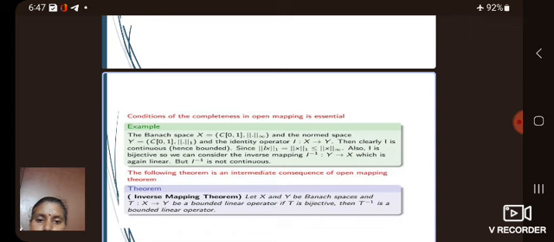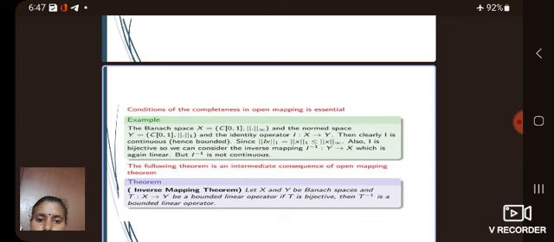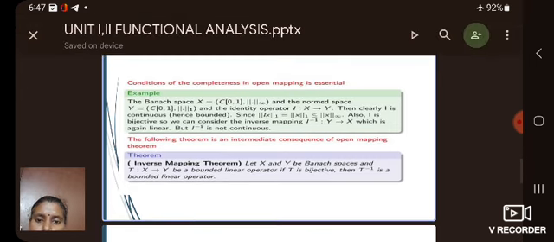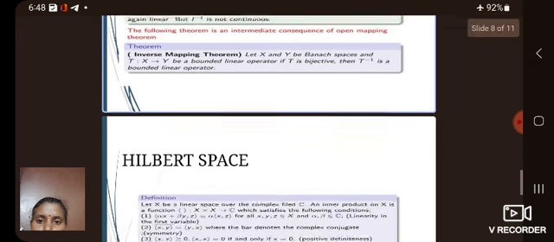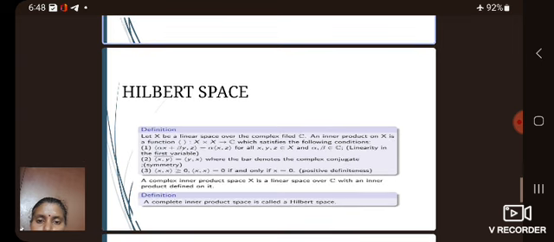Next we see the conditions for which completeness in the open mapping theorem is essential. Let us see the example and the inverse mapping theorem. Let X and Y be Banach spaces and T from X to Y be a bounded linear operator. If T is bijective, then T inverse is also a bounded linear operator. Next we see the important concept, Hilbert space.